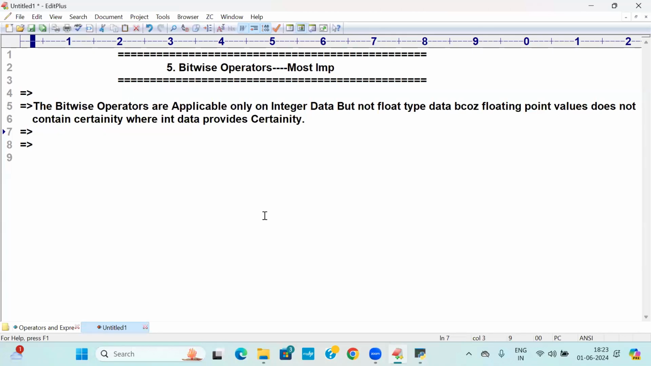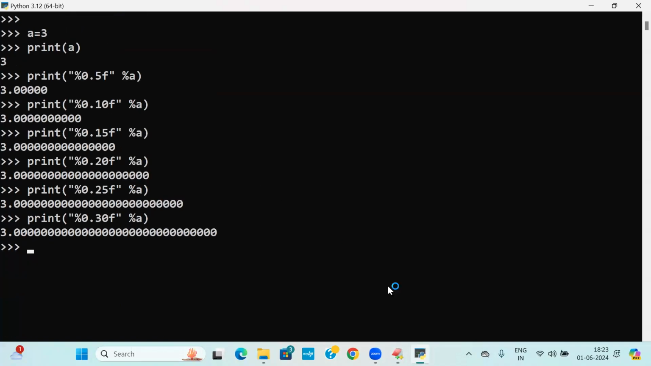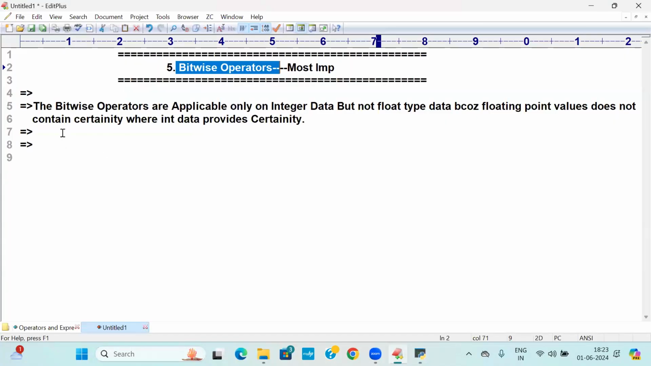My advice is always go to interviews with a laptop. When they ask about bitwise operators, you make your Python prompt ready, tell the point and show the point. Next, I am going to apply how these bitwise operators execute.